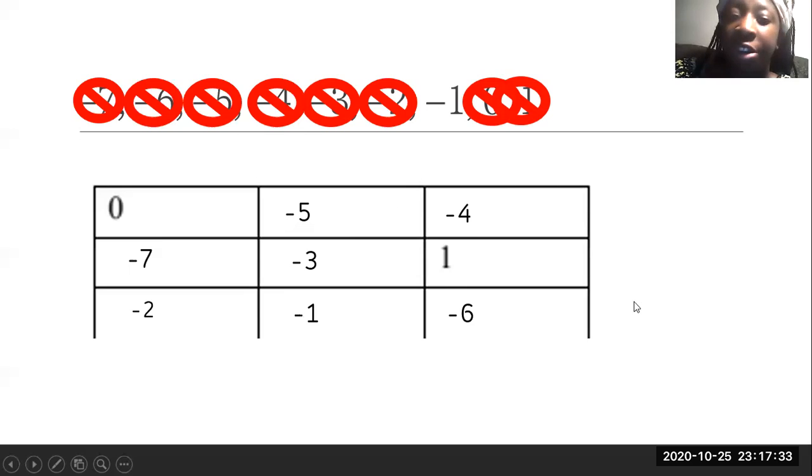Now, to make sure that this is correct, you can add it diagonally, which is 0, negative 3, and negative 6, which is negative 9. And then negative 4, negative 3, and negative 2, which is negative 9. And then you can just keep doing it. And we know that it's negative 9, which means this magic square is complete.